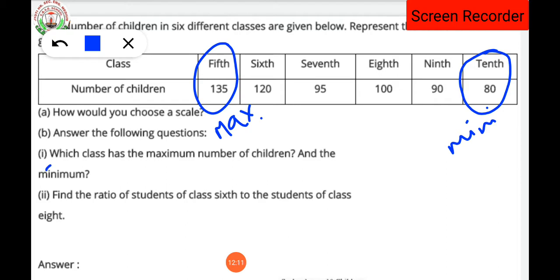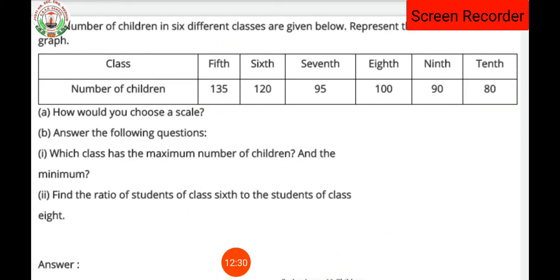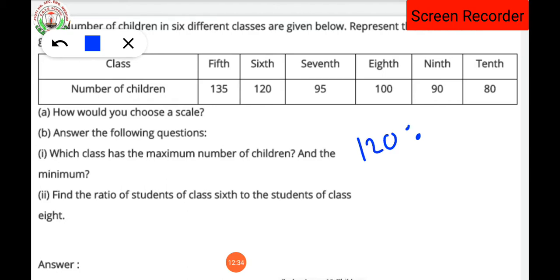Now in the second part it is said to find the ratio of the students of class 6 to the students of class 8. So we have to see the 6th class students' ratio to the 8th class students. What is the strength of 6th class? That is 120, to what is the strength of 8th class? That is 100, isn't it? So the strength of class 6th is 120 and class 8th is 100.